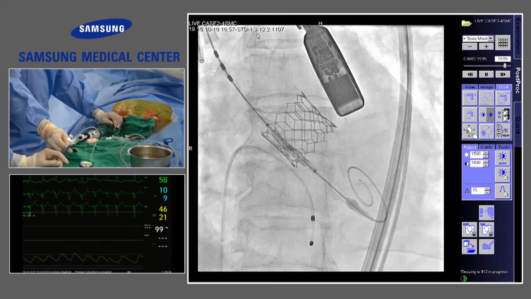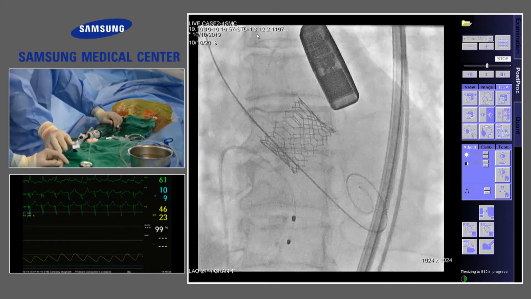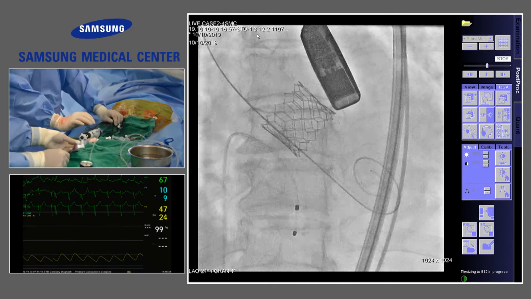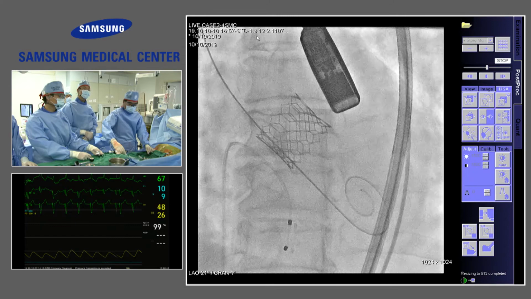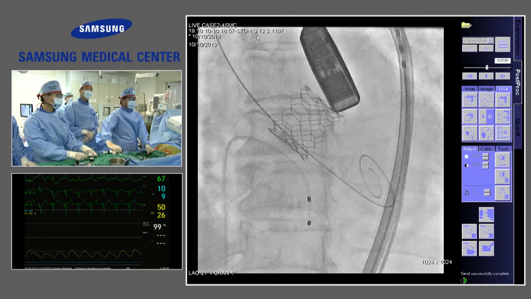Interesting that the lower part of the valve there was a PVL. This is central AR, I think. Yeah, lower part is the central.